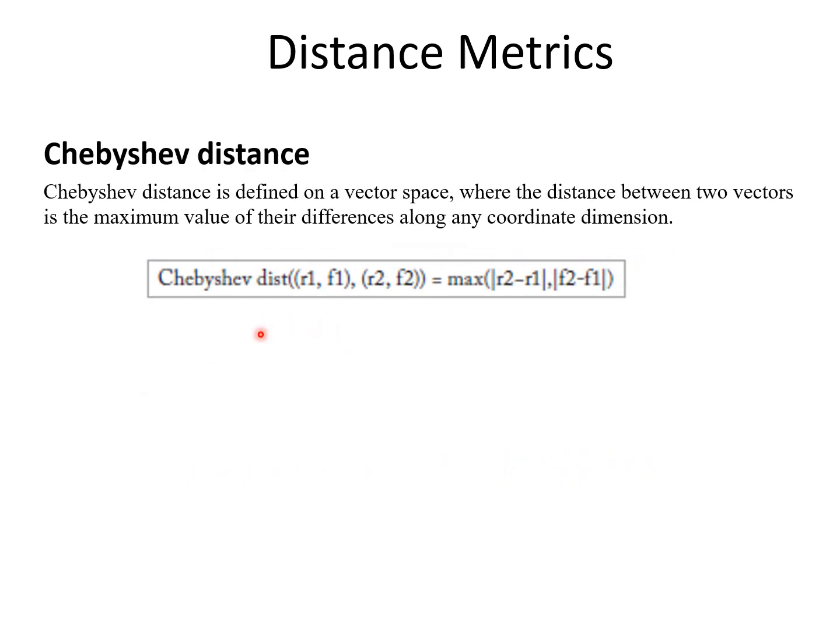The third distance metric is Chebyshev distance, which is defined on a vector space where the distance between two vectors is the maximum value of their difference along any coordinate dimension. For example, the distance between 2 points is their maximum distance.